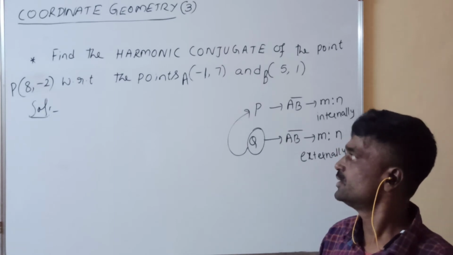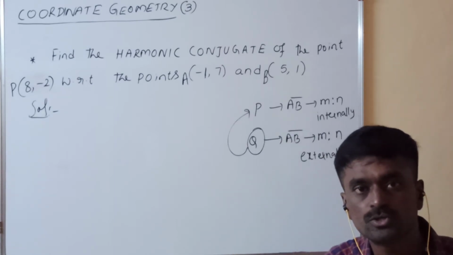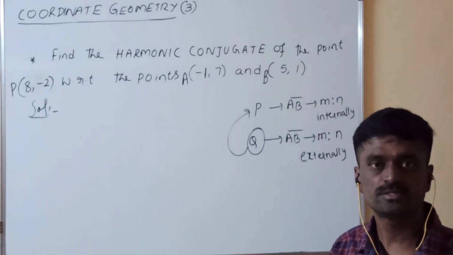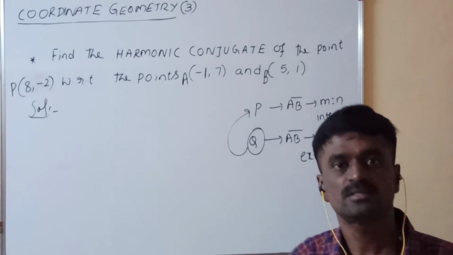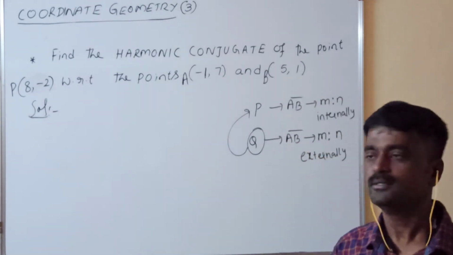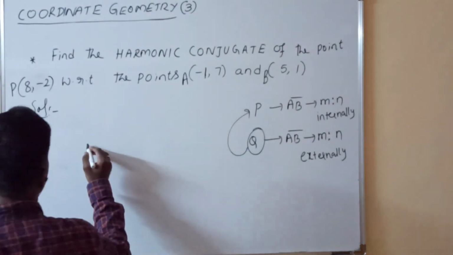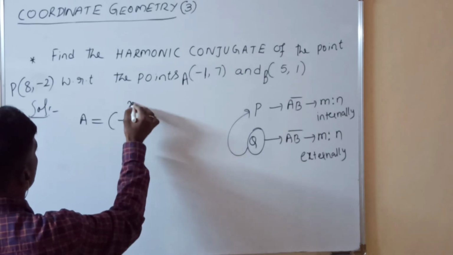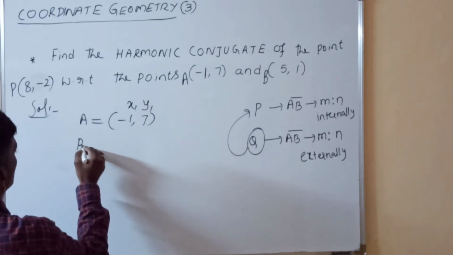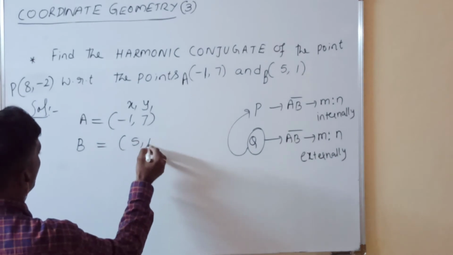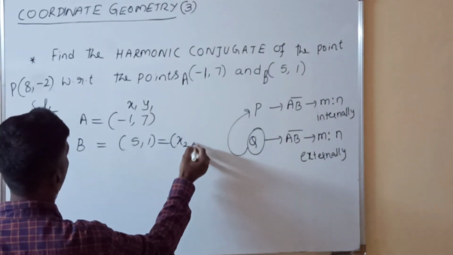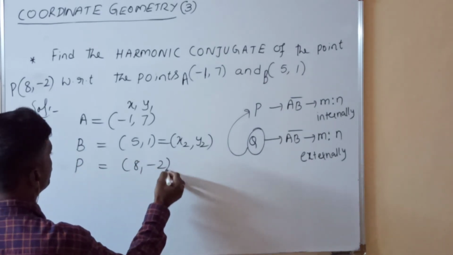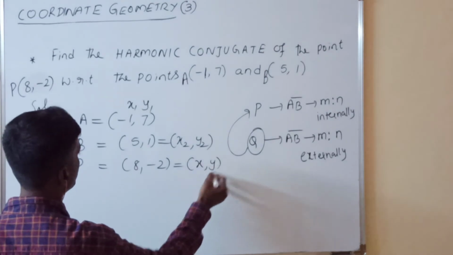So first we will find in what ratio P divides the segment AB. We have used the third case formula, and I'm going to use the same formula only. A point is (-1, 7), this is x1, y1. B point is (5, 1), this is x2, y2. P point is (8, -2), this is x, y.